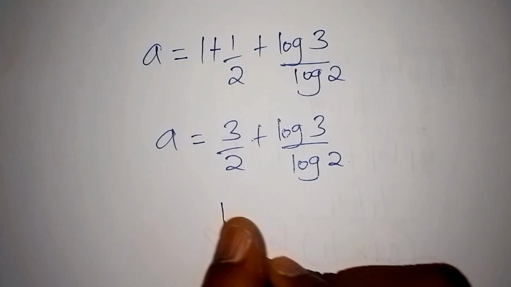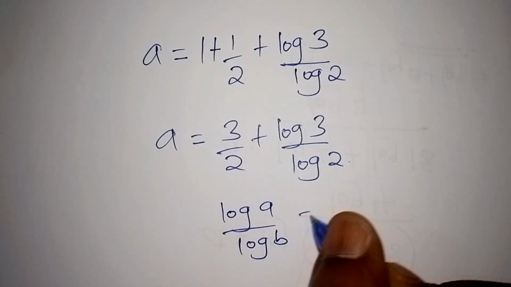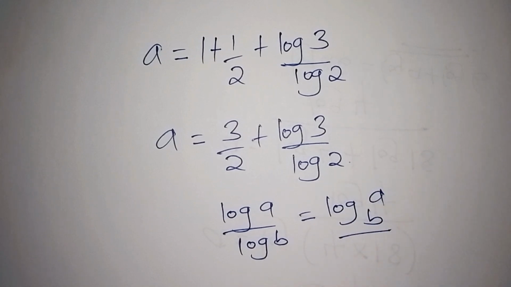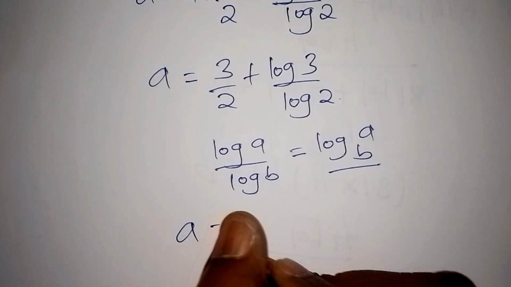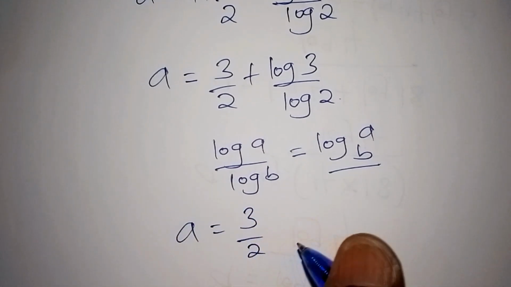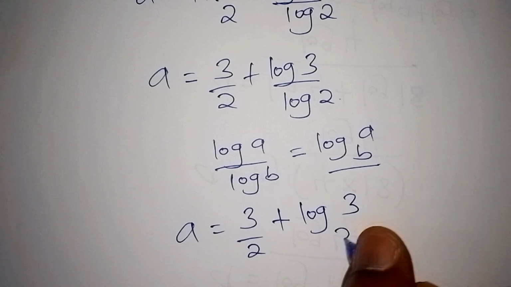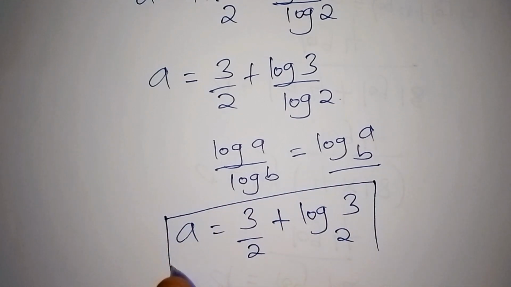So suppose we have the log of A all over the log of B, we shall have the log of A to the base of B. So now a is equal to 3 over 2 plus the log of 3 to the base of 2. So this one now finally is the correct answer.